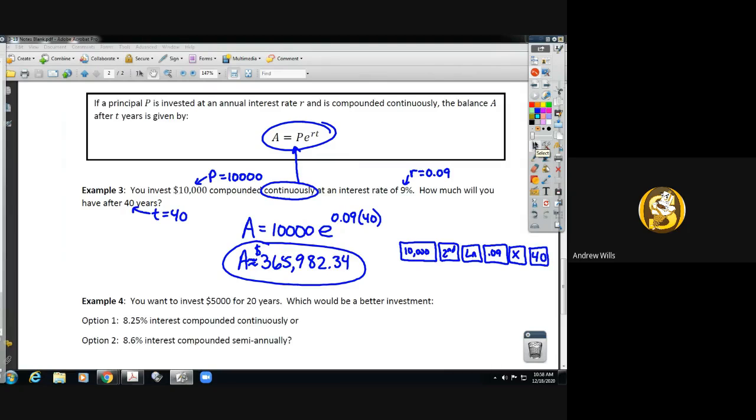Okay, again, to get that we're going to type in the 10,000, then hit second ln, which is right next to 4, and type in 0.09 times 40 for the exponent.